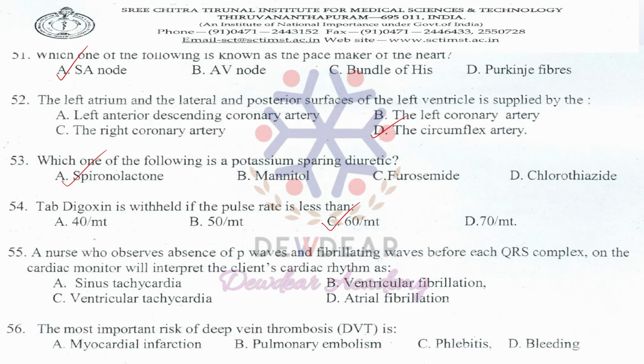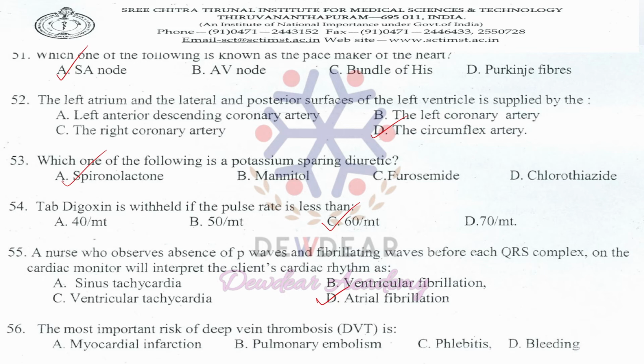Then question number 55. A nurse who observes absence of P waves and fibrillating waves before each QRS complex on the cardiac monitor will interpret the client's cardiac rhythm as. So what will be the cardiac rhythm of the client? Options are sinus tachycardia, ventricular fibrillation, ventricular tachycardia, atrial fibrillation. So here the answer is atrial fibrillation. Option D is the answer, atrial fibrillation.